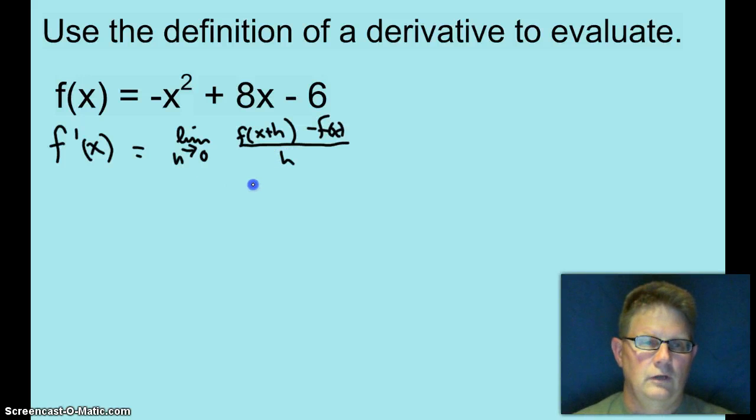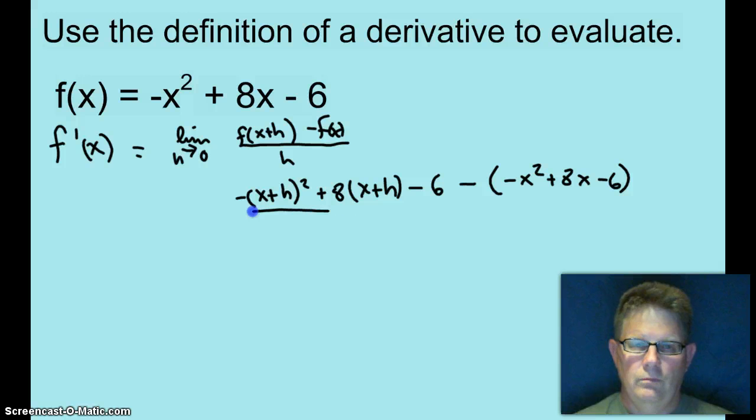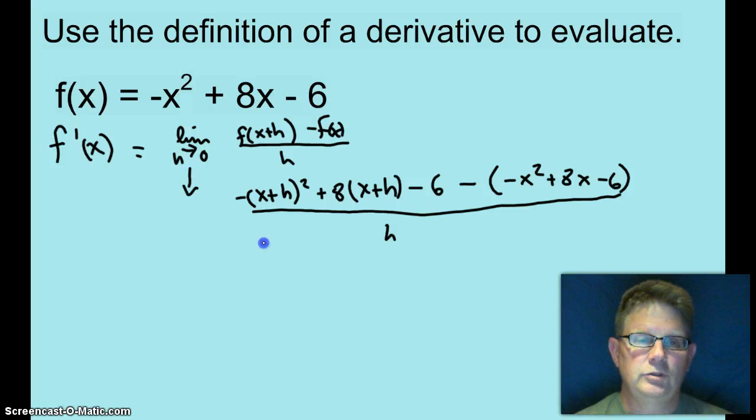Alright, so let's go ahead and replace this in: the negative quantity of x plus h, quantity squared, plus 8 times x plus h, minus 6, minus the negative x squared plus 8x minus 6, this is f of x that I'm subtracting here, all over h. And again, we're still finding the limit as h approaches 0. Oh wow, I should have guessed. I should have replaced h with a 0, and it would have been f of x minus f of x all over 0. 0 over 0. Yeah, you're always supposed to replace.